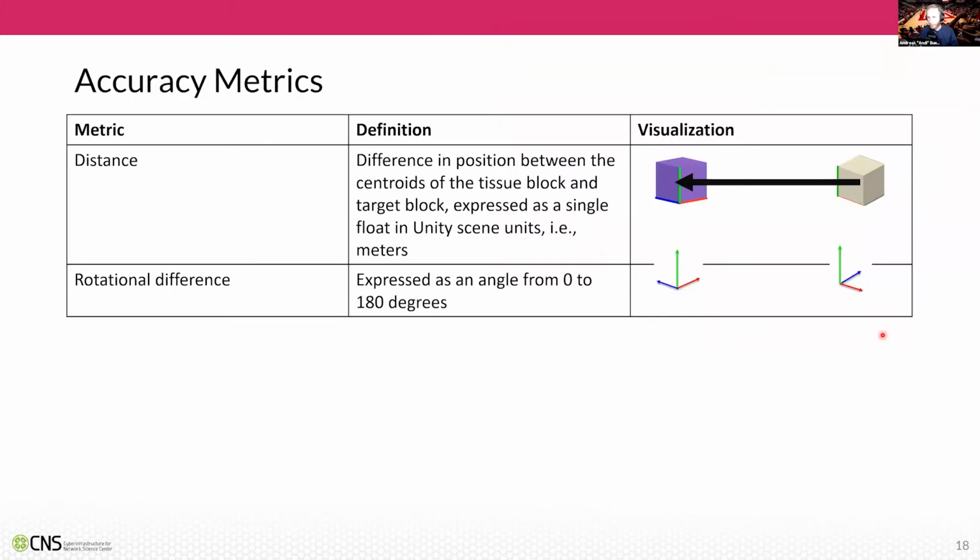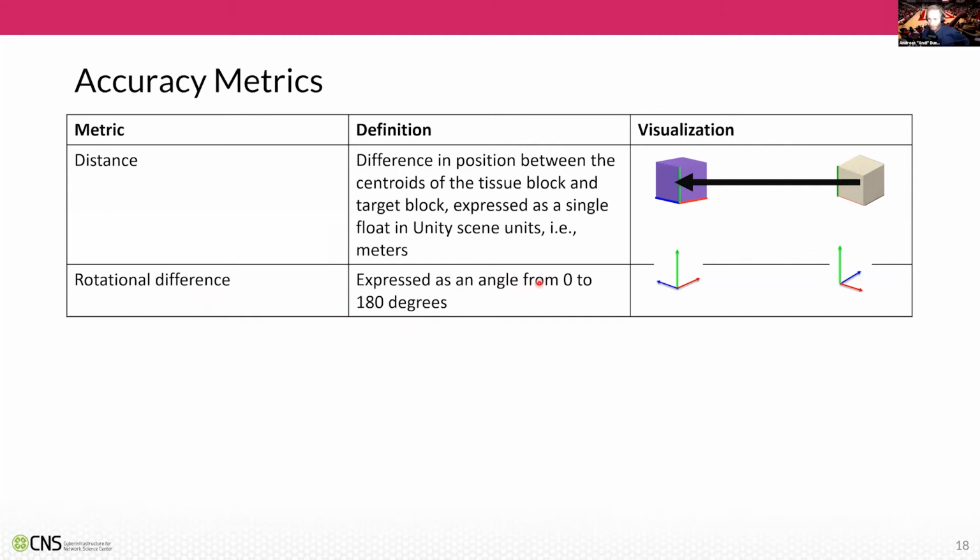How do we measure accuracy? There are really two metrics for that. One is the distance. Distance is fairly straightforward. Distance is just the difference in position between the centroids of these two blocks. Of course, this distance is just a single float value. And then the rotational difference is an angle from 0 to 180 degrees.